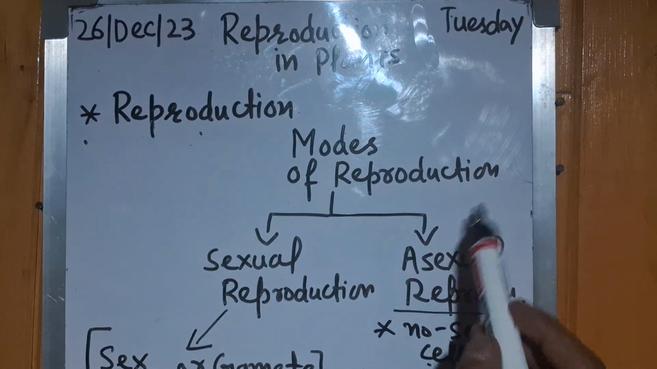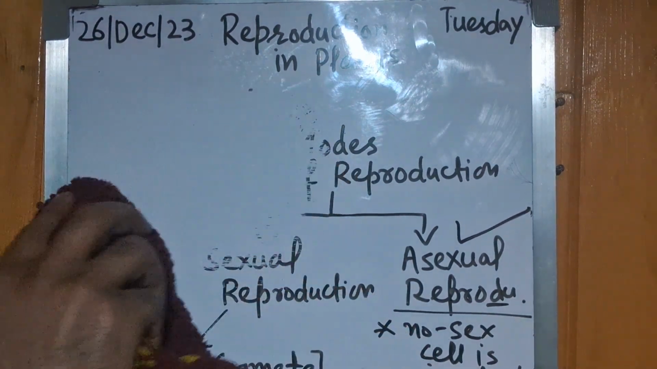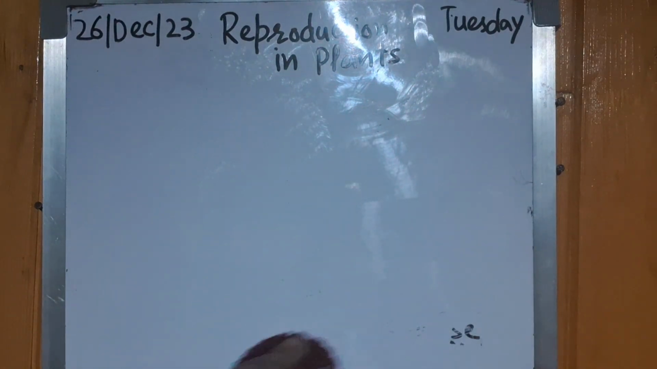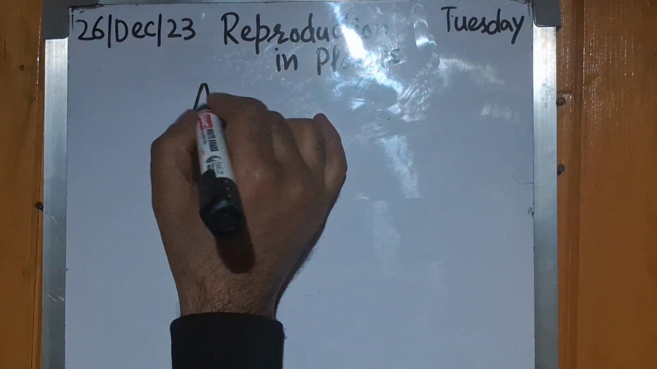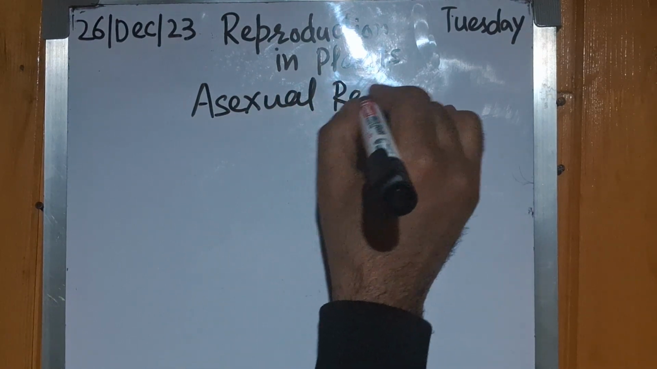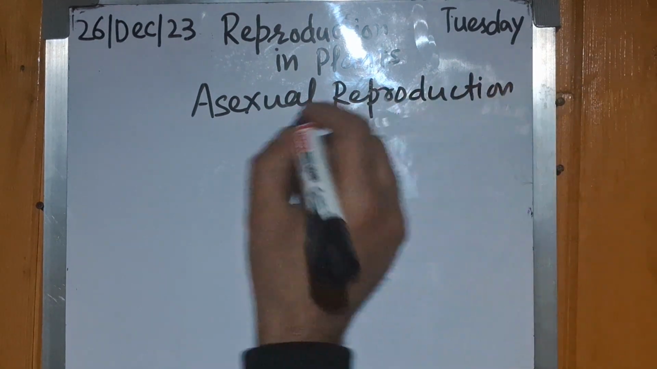Now first we will study this asexual mode of reproduction, its different types. After finishing the asexual mode of reproduction, we will study the sexual mode of reproduction. Now we will study first the asexual mode of reproduction. Asexual reproduction in plants.